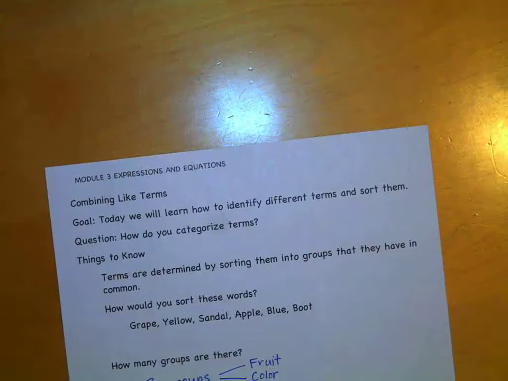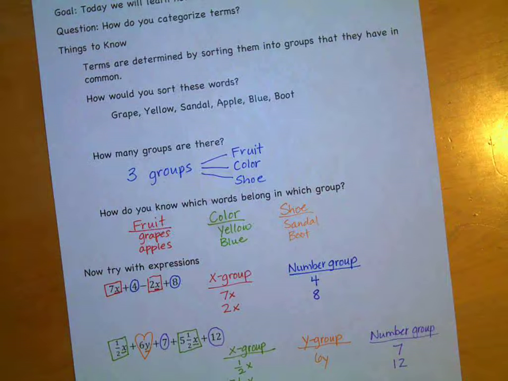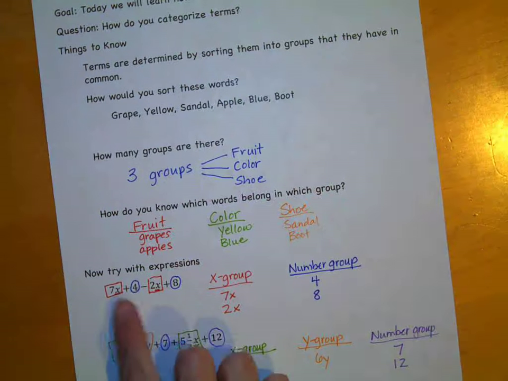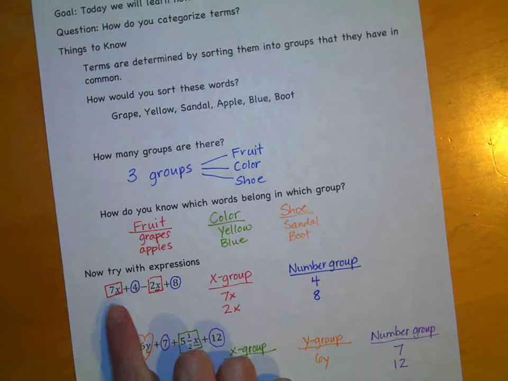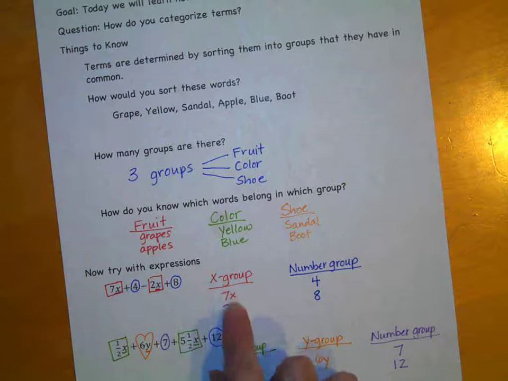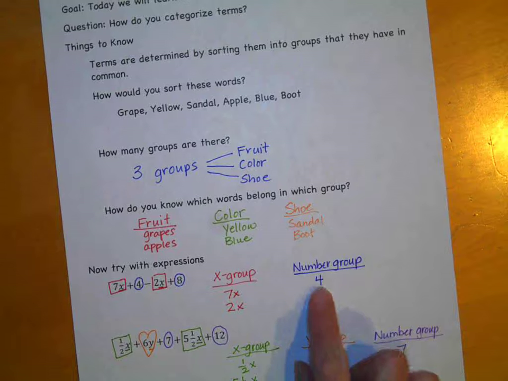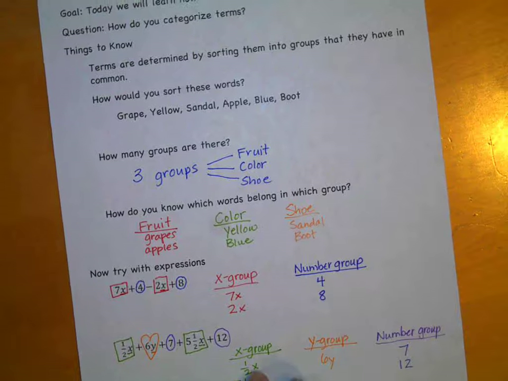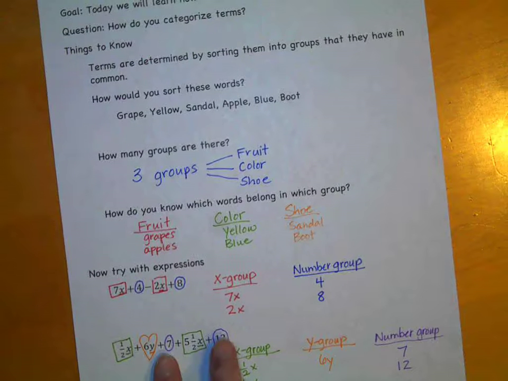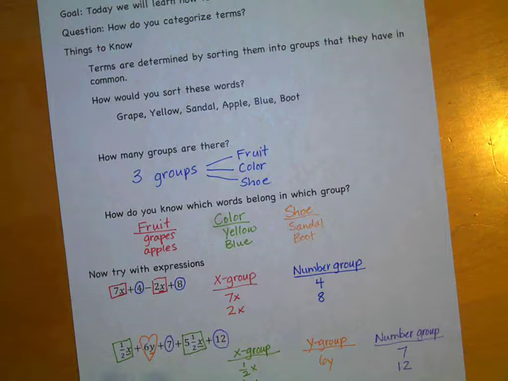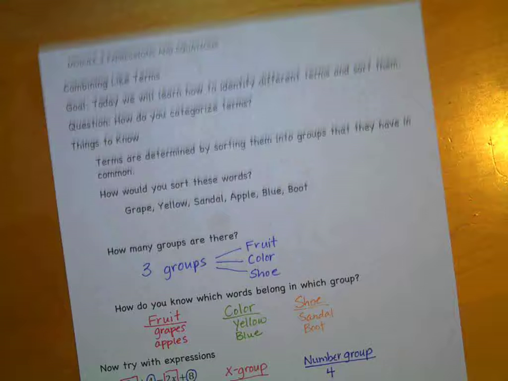Today we learned how to identify different terms and how to sort them, which is exactly what we just did. And how do you categorize the terms? For me, the way I categorize them is by shape. If they have the same thing in common, it's the same shape. Square, square, those are in the same group. Circle, circle, same group. Square, square, same group. Heart is in its own group. Circle, circle is in the same group. So I use the shapes to help me categorize them.